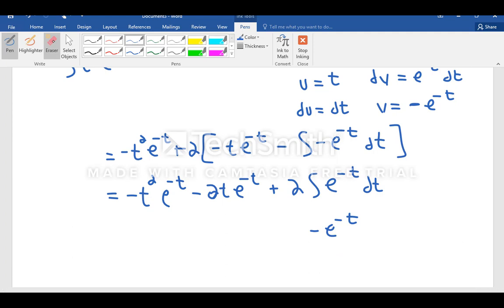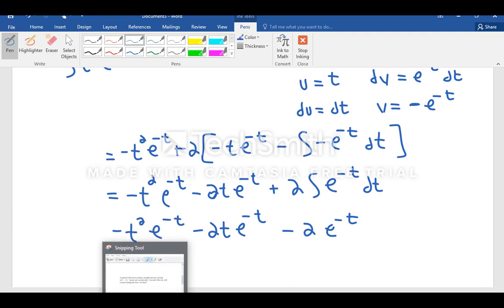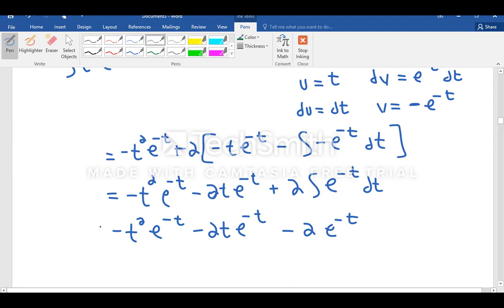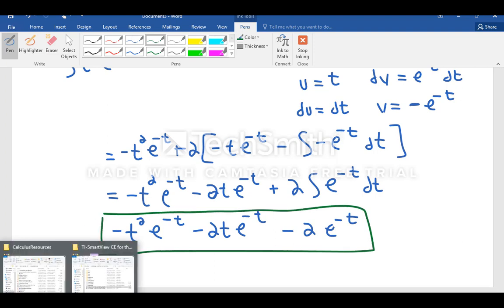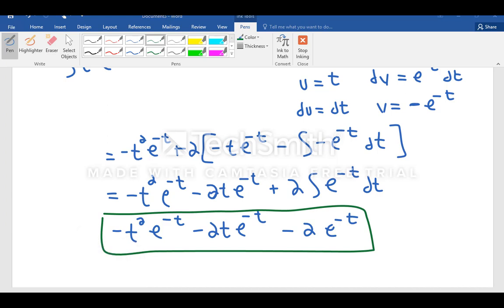So hope you're okay with me erasing that negative sign for a second. Then I'm just going to write negative 2 e to the negative t. And then I have the minus 2t e to the negative t. And then I have the negative t squared e to the negative t. So there's my final answer. In this scenario, we had to do by parts twice, which is totally okay. That's totally acceptable for me to have to do by parts twice.